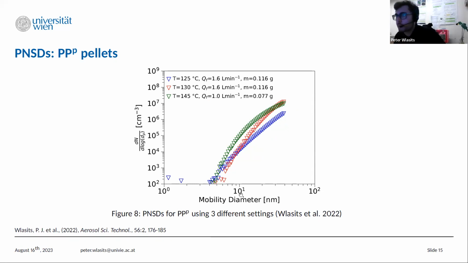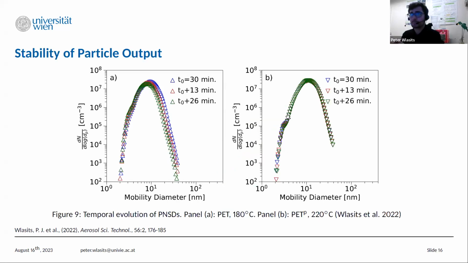But the maximum is, I mean, you can just see it here, it's around 10, 20, 30, it's around 40 nanometers, probably even at bigger particles. So the next crucial step was, after we knew that particles are produced, how stable are the size distributions?